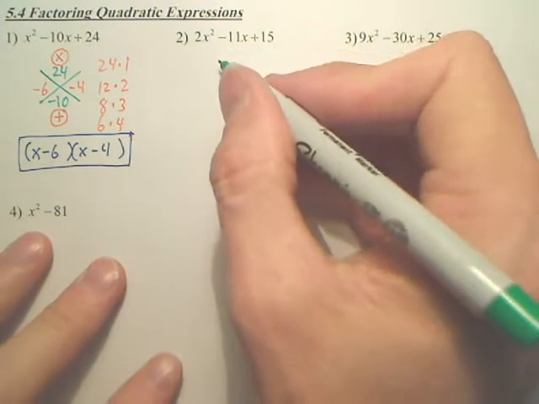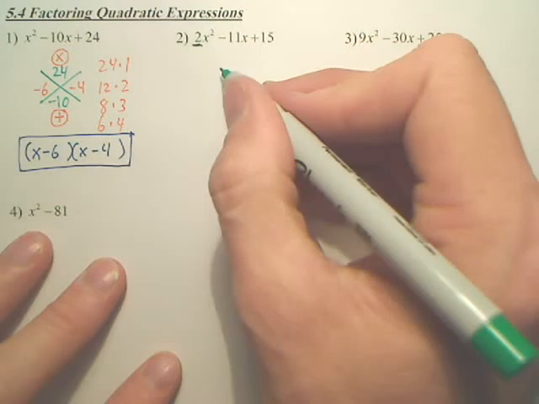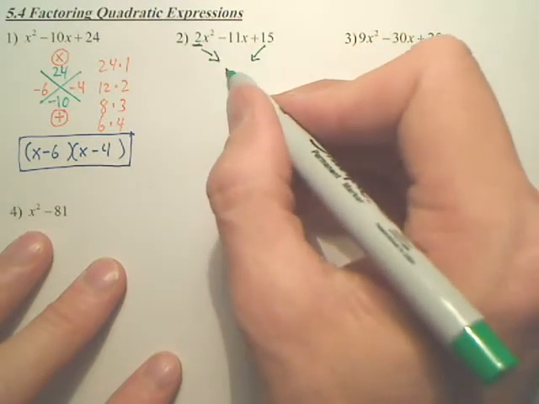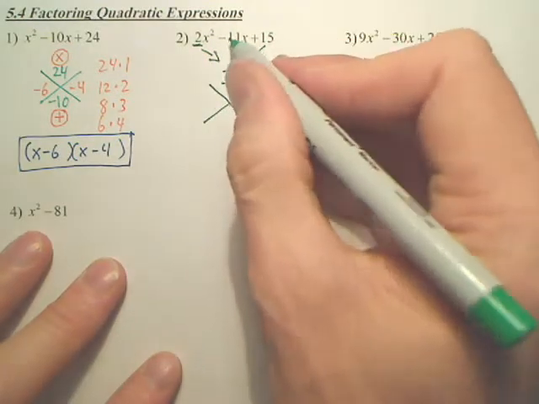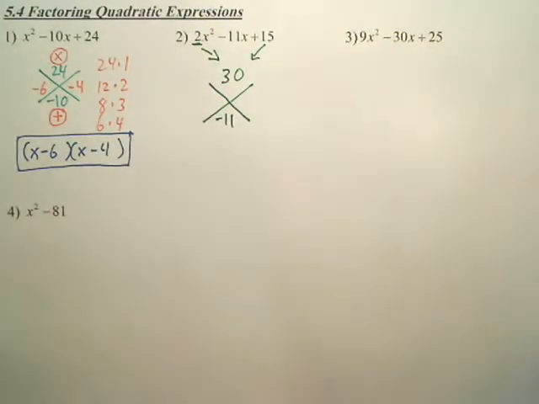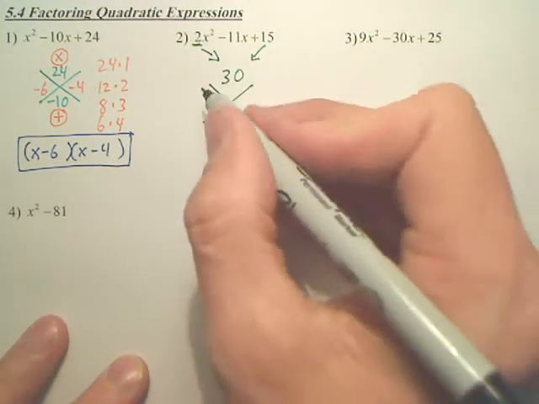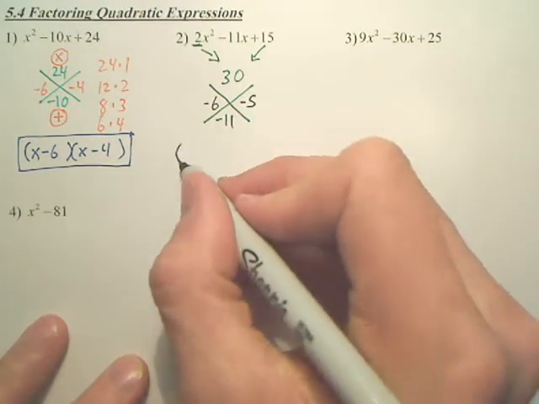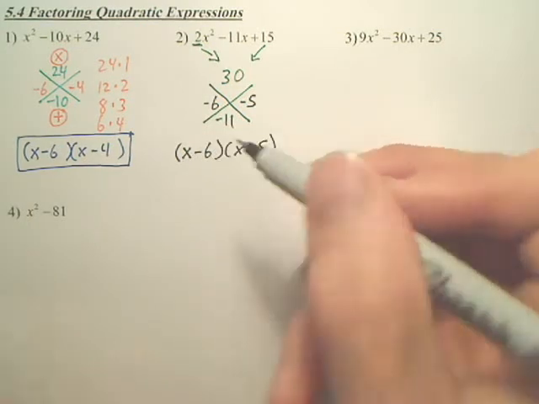Now we're going to do problems where you actually have a number in front, and this number in front complicates the thing. What you're going to do is you're going to take that 2 and the 15, multiply them, and get 30. Still put the negative 11 on bottom. I want to figure out what two numbers now multiply to get 30 and add to get negative 11. In this situation, it's negative 6 and negative 5. So we keep going. Then x minus 6, x minus 5.